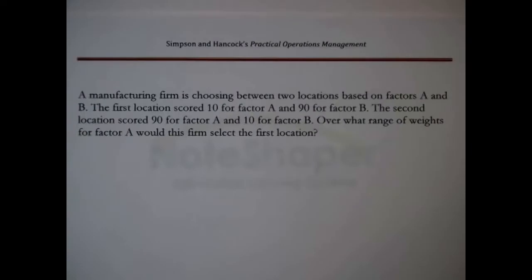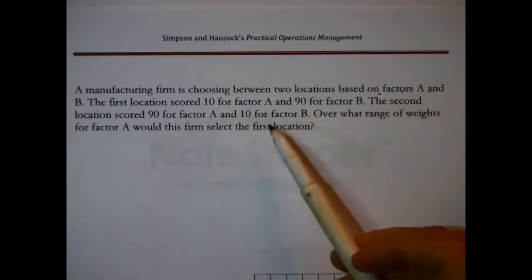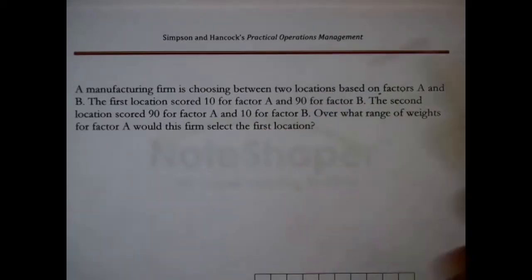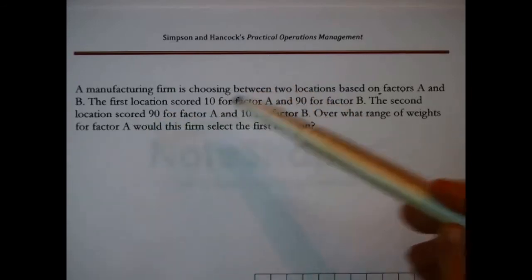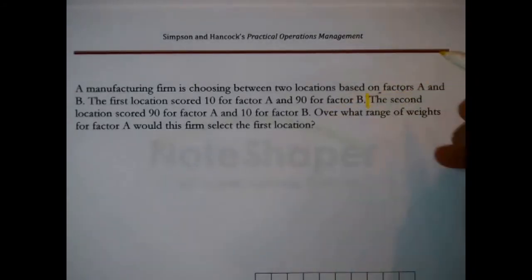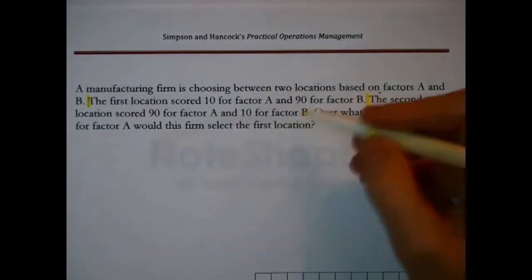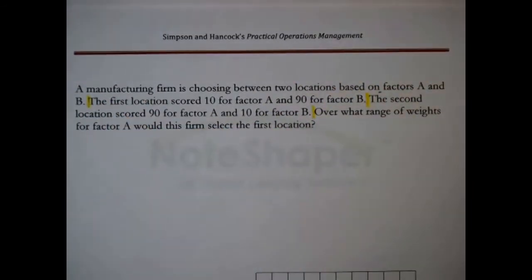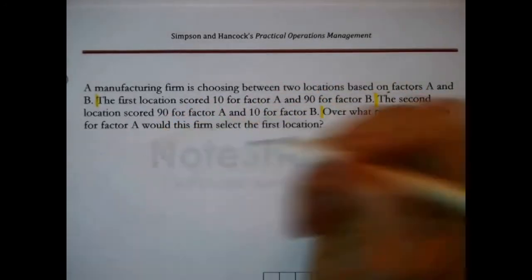A manufacturing firm is choosing between two locations based on factor A and factor B. And then there's information about this. The first location has a score of 10 for factor A, 90 for factor B. Whoa. First off, we do have the critical information right in here, right there, and right there. I'm going to draw a table. I mean, the information's right there, but I don't want to mix these up.